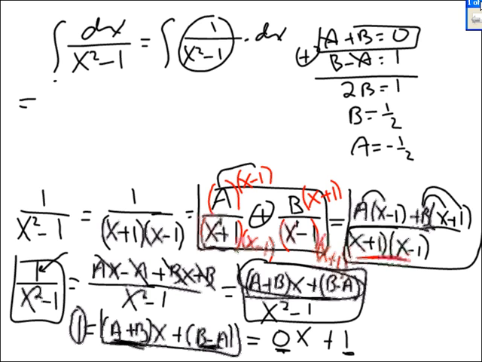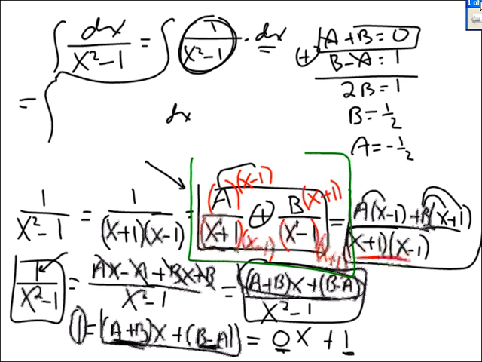So remember, this integral used to equal this integral. Well, I should say integral is integral, dx is dx. But 1 over x squared minus 1 equals this, without the stuff in the red. It equals a over x plus 1, where a is negative a half, plus b, which is a half, over x minus 1.